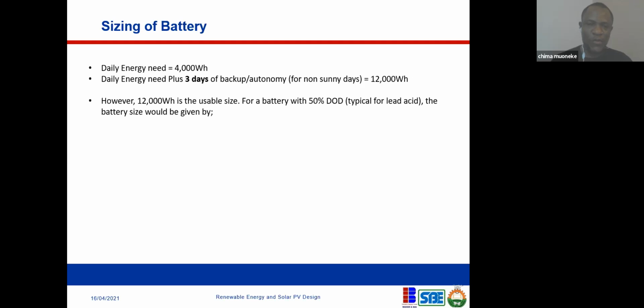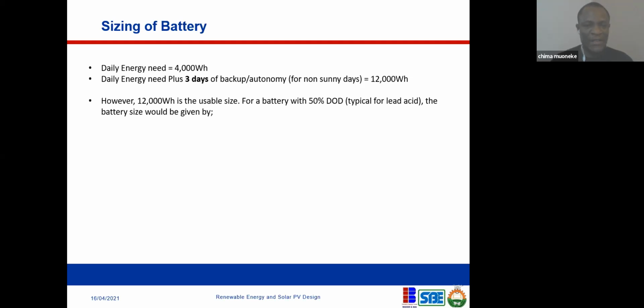So what we usually do in design is that batteries, depending on the brand and the type of battery, whether lead acid or lithium ion or whatever type, there are usually specified depths of discharge. For many batteries, it's written on the data sheet. Most lead acid batteries have 50% depth of discharge. What that means is that if it contains 100 units of energy, it cannot give you all 100. It can only give you 50 and hold back 50. It cannot give you more than 50.